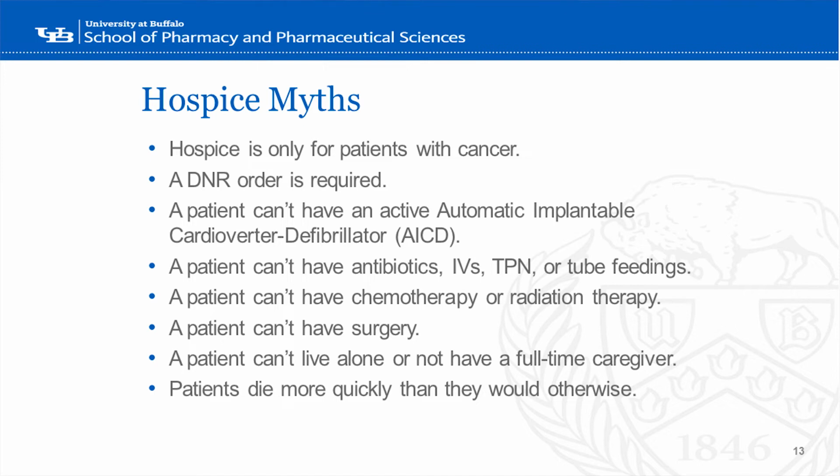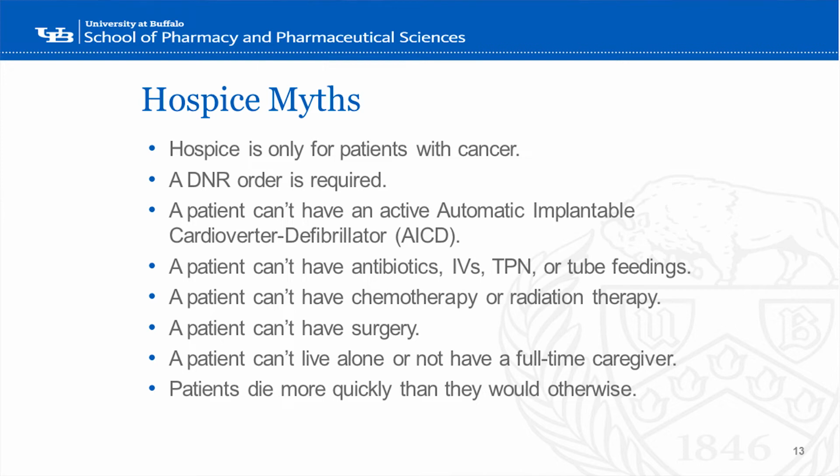Patients can't have an automatic implantable cardioverter defibrillator. Again, patients can have these, but as patients decline towards end of life, we often will have those de-activated. Patients can't have antibiotics, IV fluids, TPN, or tube feedings. Again, we often limit those based upon a patient, but patients do receive all of those types of therapies.